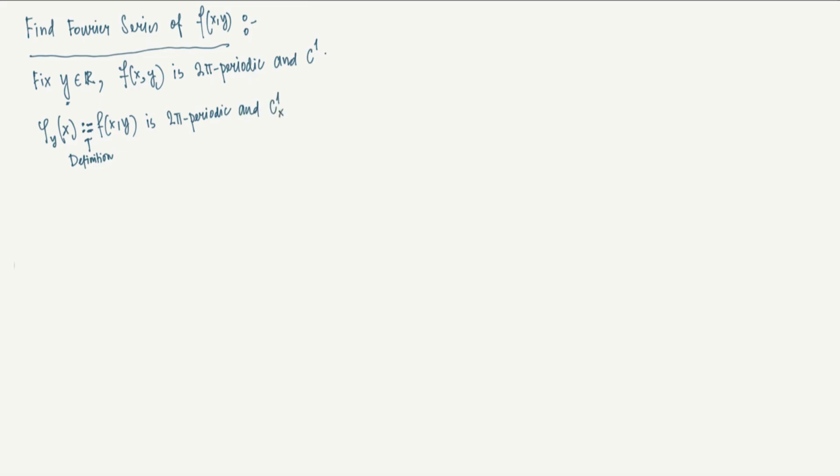So with respect to x, for this sort of function, we know that the Fourier series exists. So what should it look like? So phi y of x, which is by definition f of x,y, and that Fourier series will look like this: a naught. You remember, right? Let's say that I'm given this function f of x. That will be written like a naught plus summation a n cosine nx plus b n sine nx, right? Here the a n's, b n's, a naught, these are constants, right?